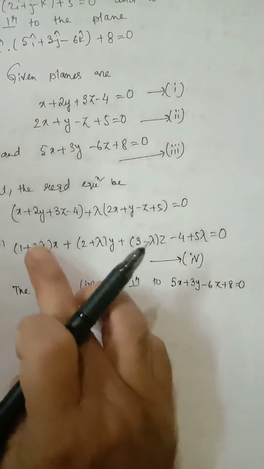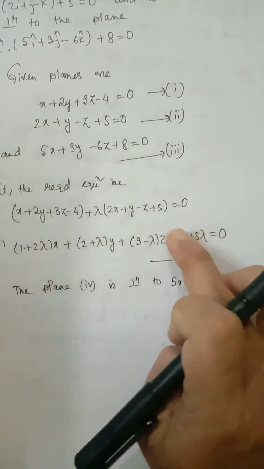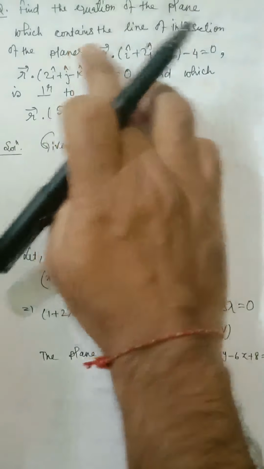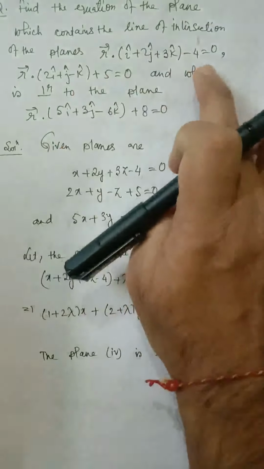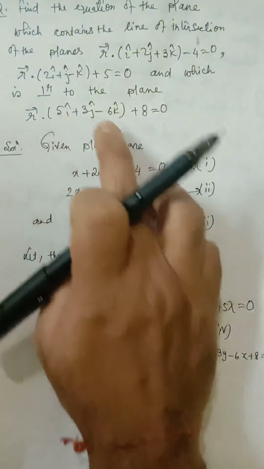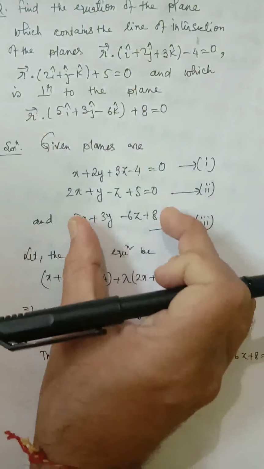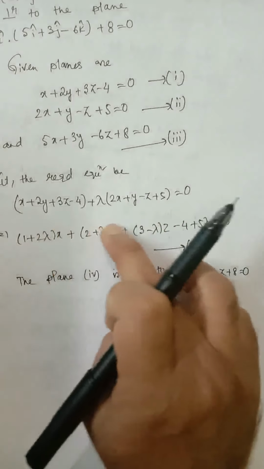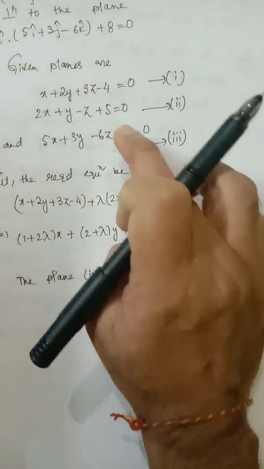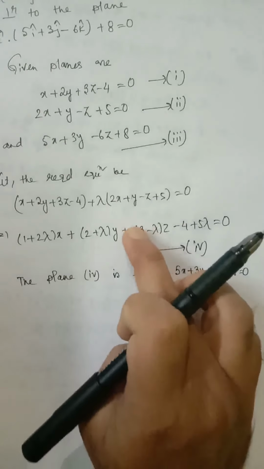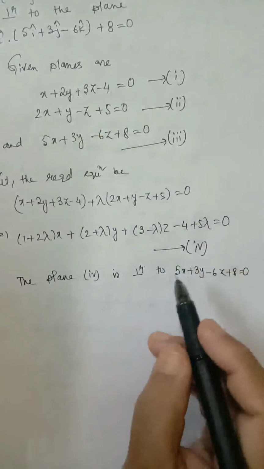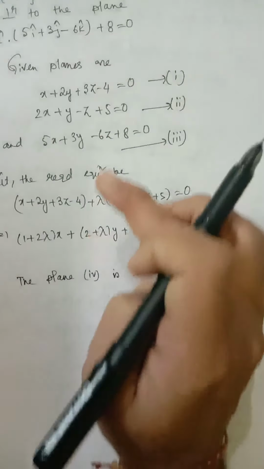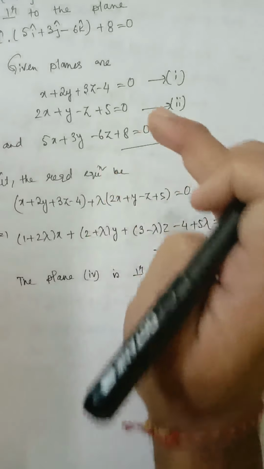And now this plane, the required plane, is perpendicular to the third plane. You can see, find the equation of the plane which contains the line of intersection of this and this, and which is perpendicular to this plane. We have expressed this equation in Cartesian form. This is the required plane, this is perpendicular to the third plane, and therefore when two planes are perpendicular, a1 into a2 plus b1 into b2 plus c1 into c2 is equal to 0.